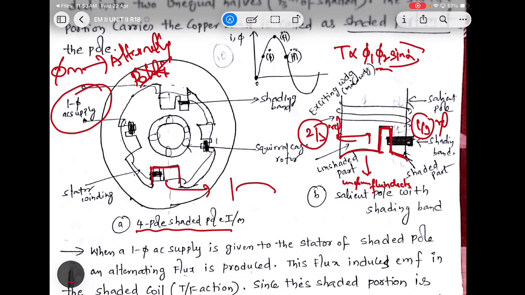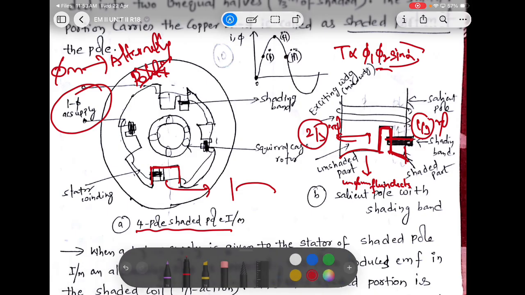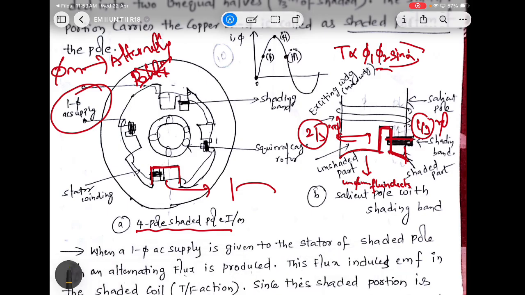Now I will add one copper band here, a copper band to this. That is, I will insert a band of copper wire around the small 1/3 portion. So it's a conductor, it's a wire. Now why am I doing all this?